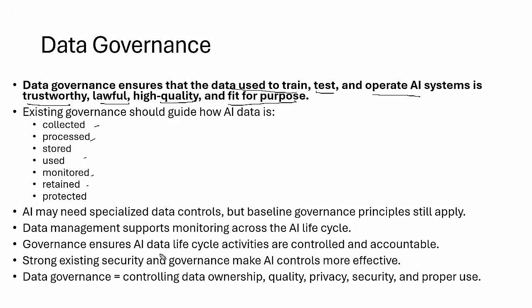Governance ensures the AI data lifecycle activities are controlled and, more importantly, accountable. If you're collecting data, make sure you have proper tracking of the data, which is called data provenance, or data lineage. Because if you have strong data governance, you can have control over data ownership, quality, privacy, security, and proper use.